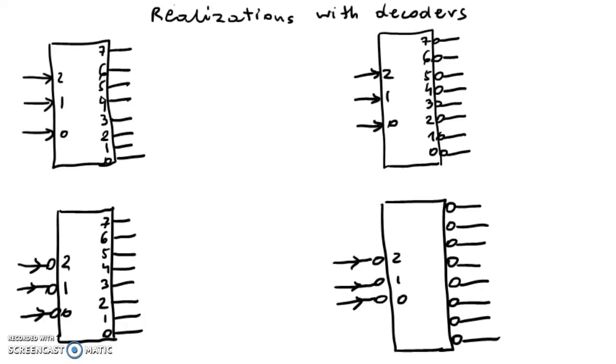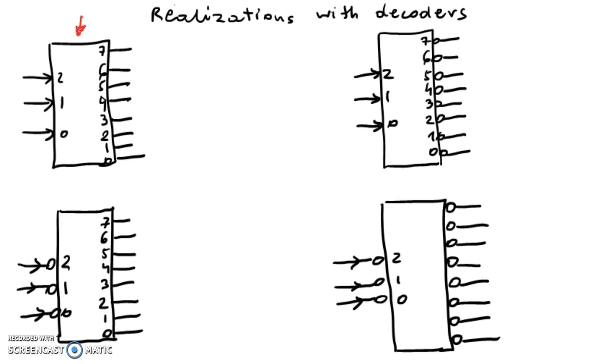Realizations with decoders is the topic of this mini lecture. As you remember, I hope you have watched the mini lecture which discussed the decoder, I mean binary to one of n decoders. And as I said, this kind of decoder can be viewed as a min-term generator. So I have just introduced this one.